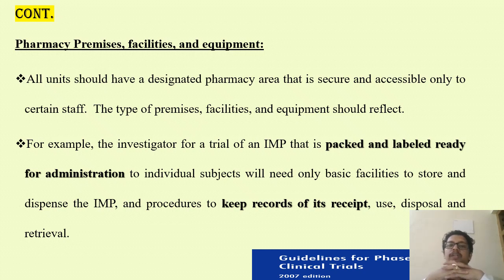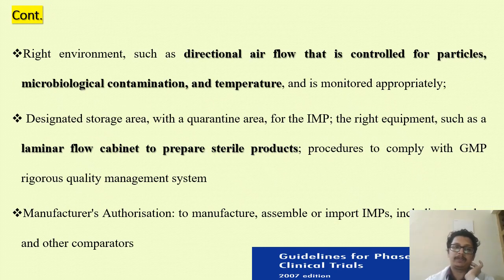Then what are the requirements for the amenities like pharmacy, premises, facilities and equipment? All units should have a designated pharmacy area that is secure and accessible only to certain staff. The type of premises, facilities and equipment should reflect the trial. For example, for a trial of an IMP that is packed and labeled ready for administration to the individual subject, you will need only basic facilities to store and dispense the IMP, and procedures to keep a record of the receipt, use, disposal, and retrieval.